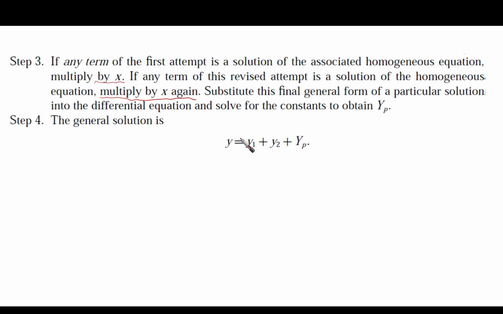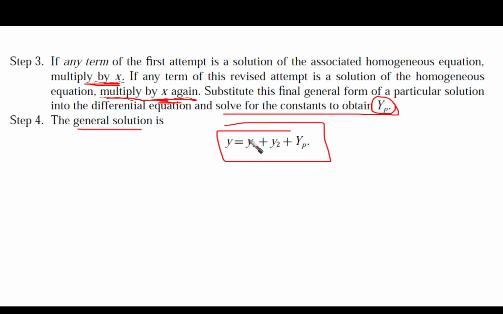And next, step 3: if any term of the first attempt is a solution of the associated homogeneous equation, then you need to multiply it by x first. If any term of this revised attempt is a solution of the homogeneous equation, multiply it by x again. Then substitute this final general form of a particular solution into the differential equation and solve for the constants to get yp. And the general solution is going to be, as you can see here, y1 plus y2 plus yp.